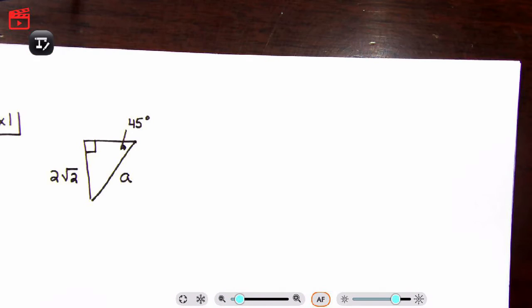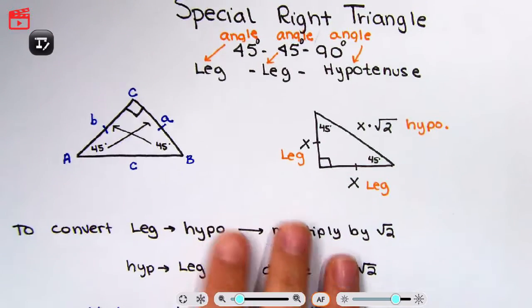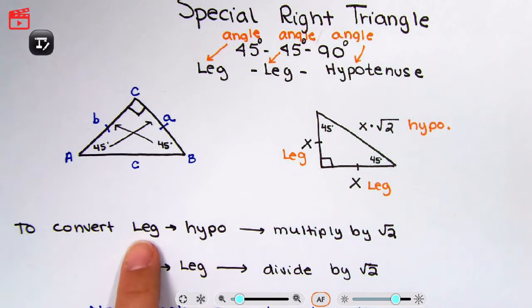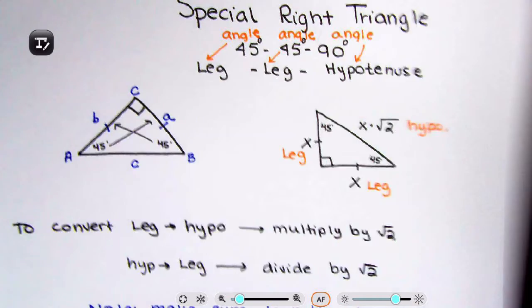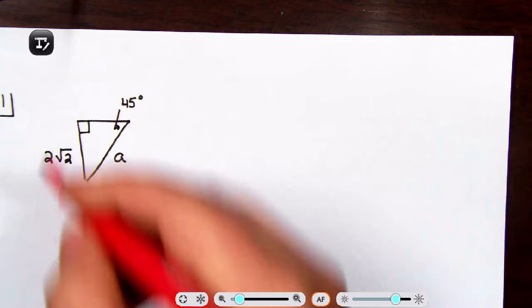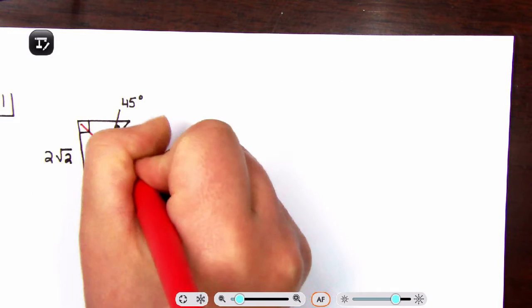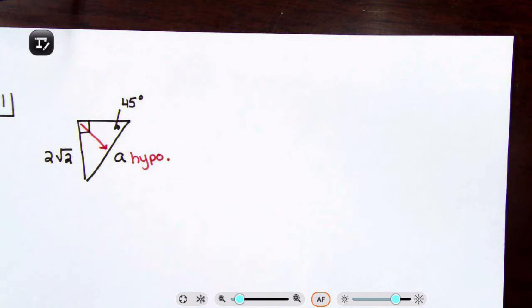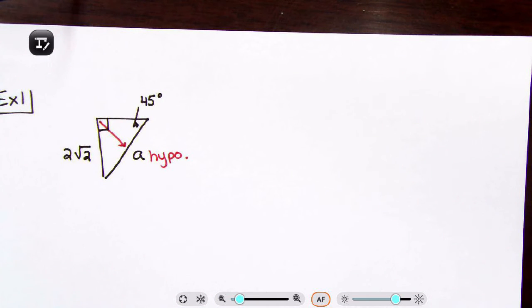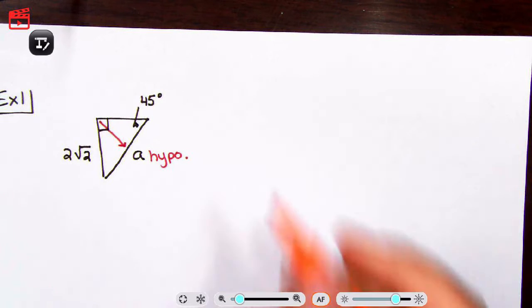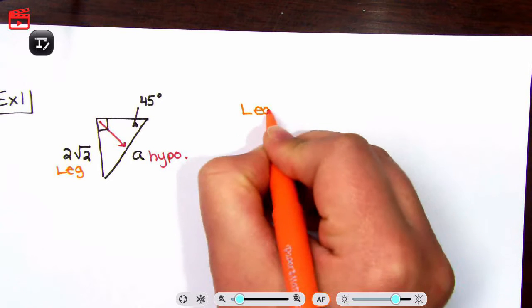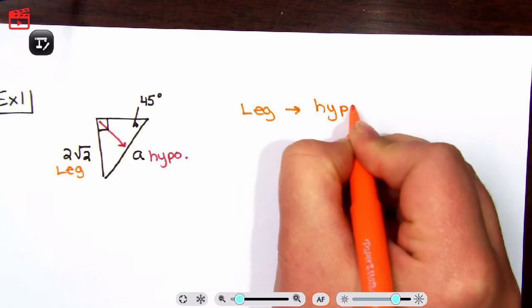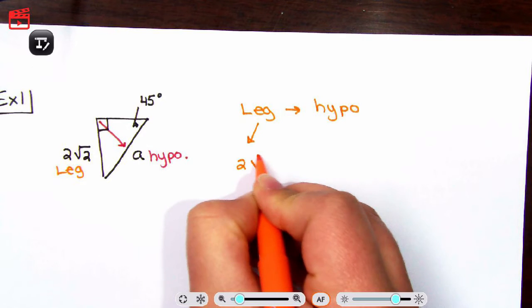I'm going to cheat a little bit. I'm going to go back to the beginning of today's lesson, which I'm going to have in front of me. To convert a leg to hypotenuse, you multiply by root 2. To convert hypotenuse to leg, divide by root 2. So step number one, I'm going to identify that this is my hypotenuse. And again, I call my hypotenuse a hippo. So I want to go from a leg, this is my leg, to a hypotenuse. My leg is 2 root 2.